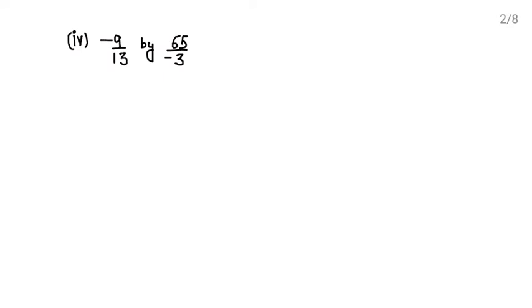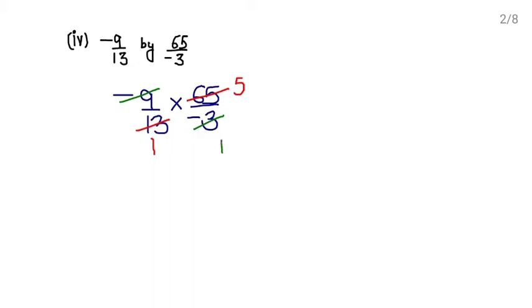Next part, the fourth part: multiply minus 9 upon 13 by 65 upon minus 3. Now this denominator and this numerator both are divisible by 13. 13 ones are 13, 13 fives are 65. Similarly, this minus 3 and this minus 9 both are divisible by minus 3, or you can say 3. So cut them with 3. 3 ones are 3 with a minus sign, 3 threes are 9 with a minus sign. So what do you have now?